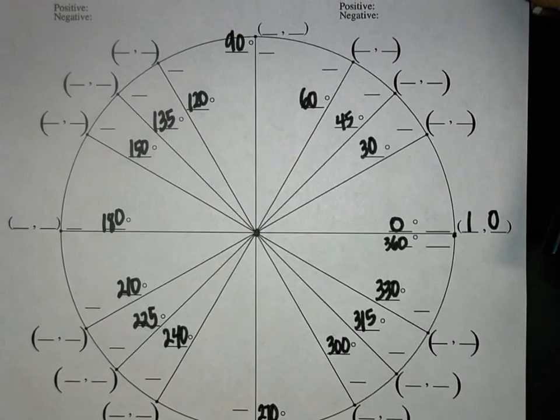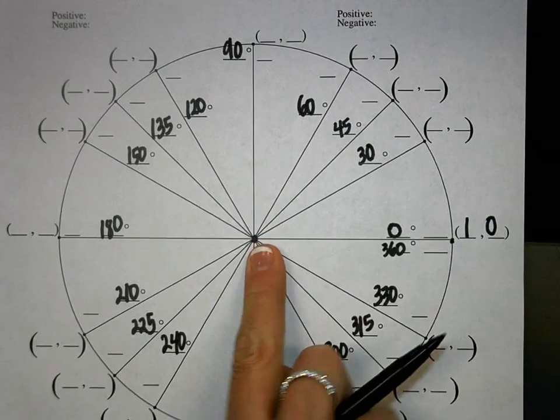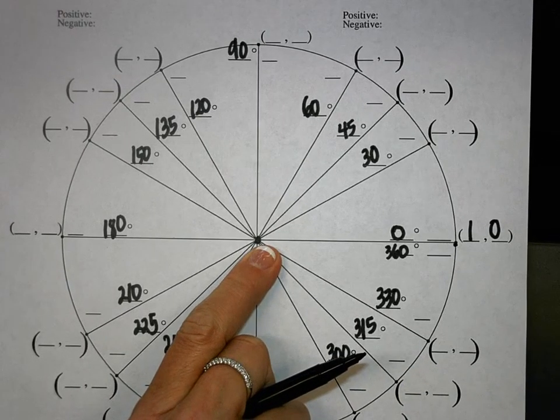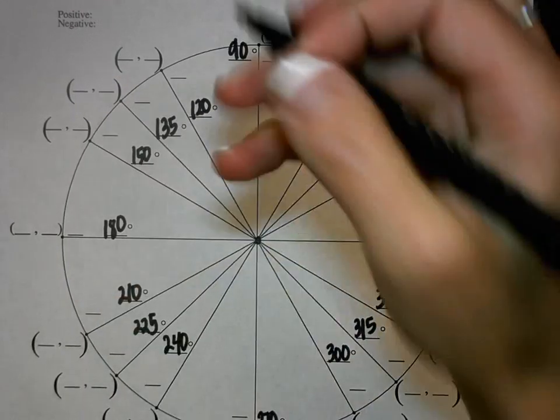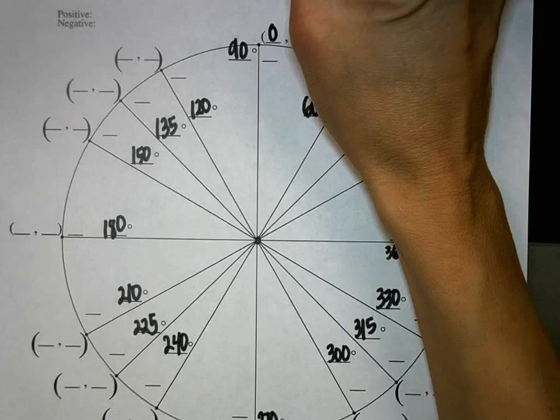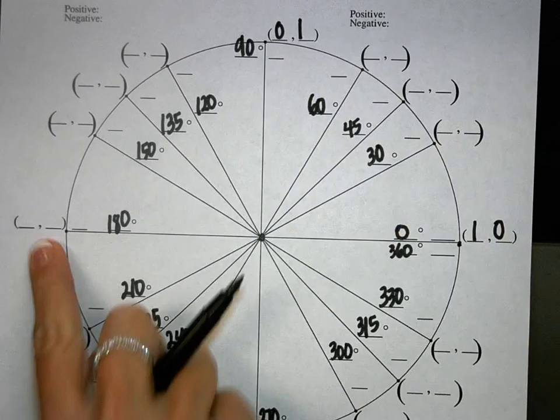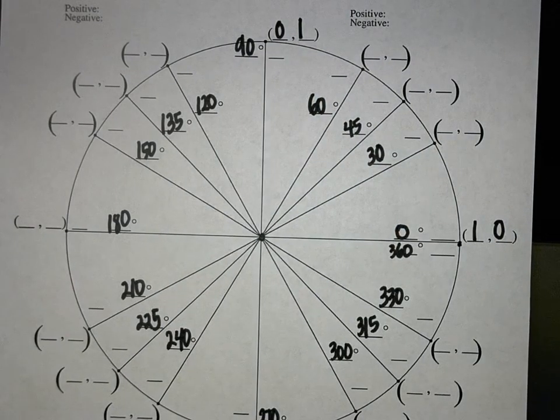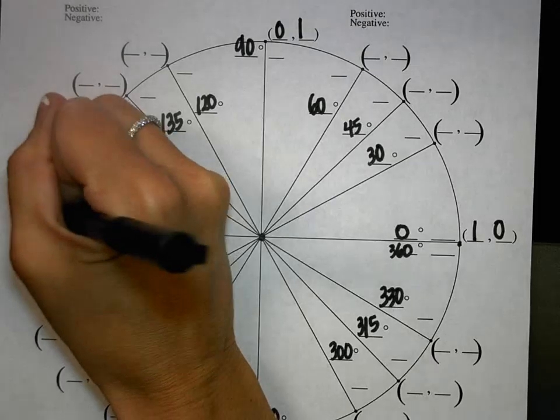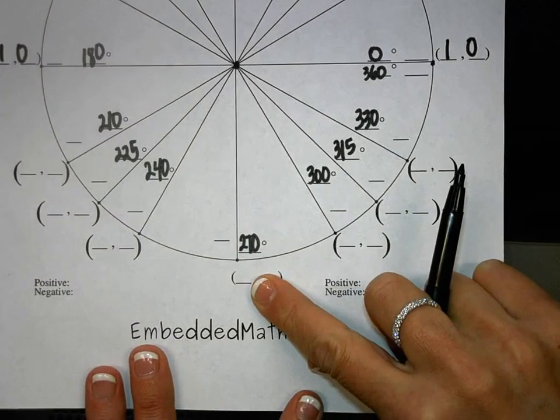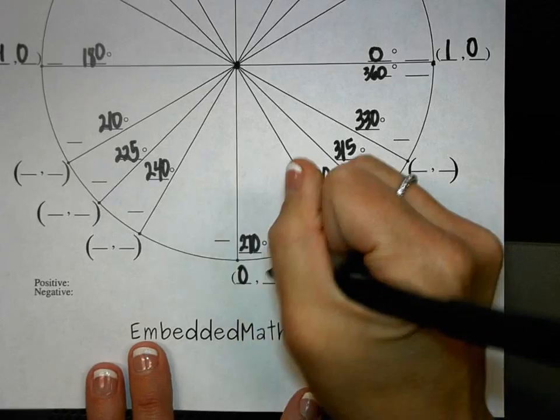Okay, our 90-degree angle is going what on the x-axis? 0, good. And then 1 on the y. At 180, it's at, good, -1, 0. And down here at our 270 mark, it's at 0, -1.